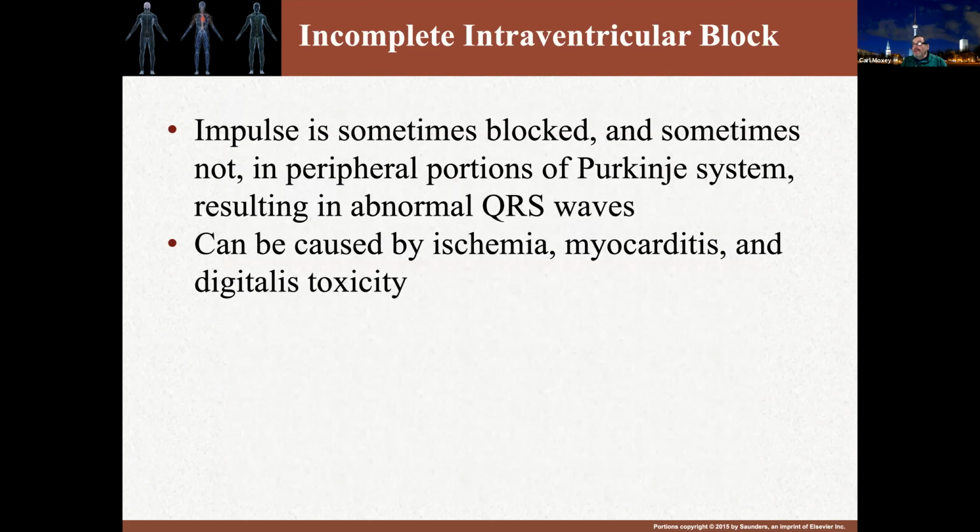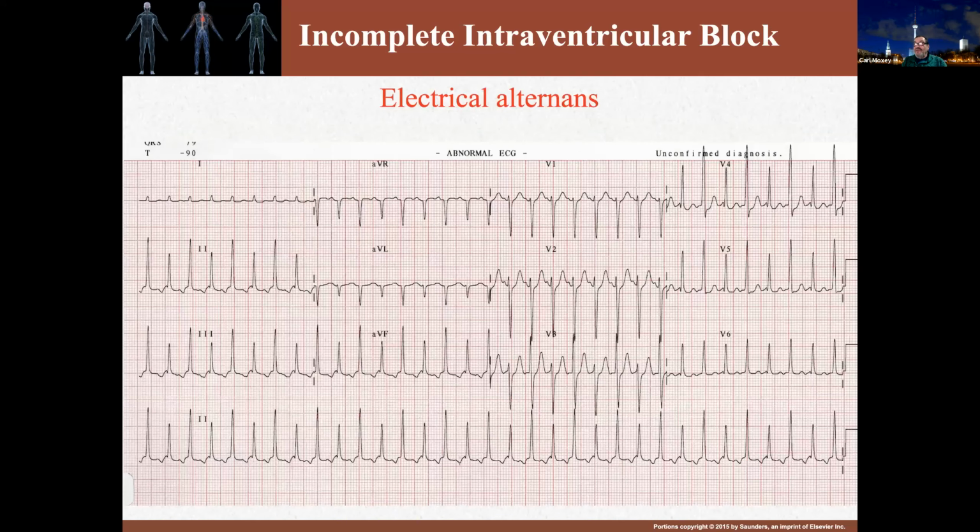In an incomplete intraventricular block, the impulse is blocked and sometimes not blocked in peripheral portions of the Purkinje system. And this gives you abnormal QRS waves. And again, your usual set of culprits: an ischemic event, myocarditis, or digitalis toxicity. This is a fascinating type of EKG tracing.